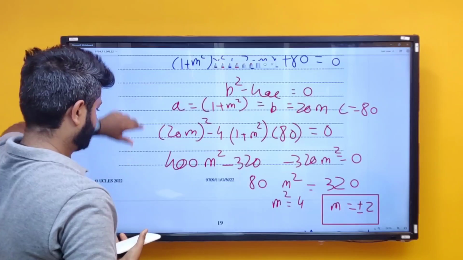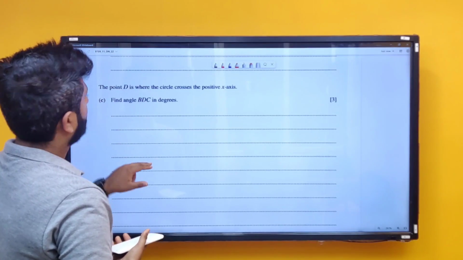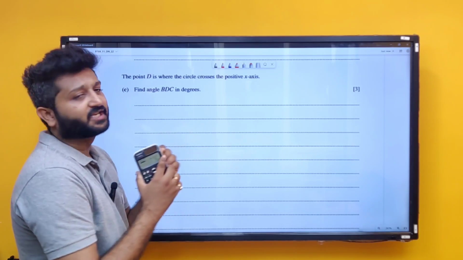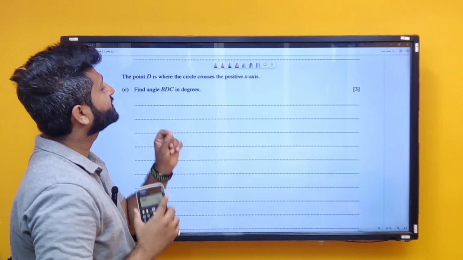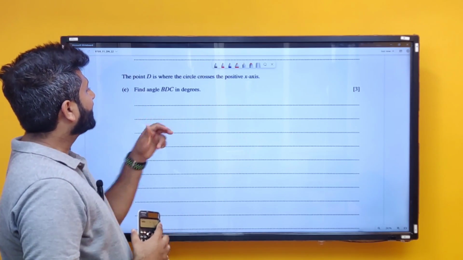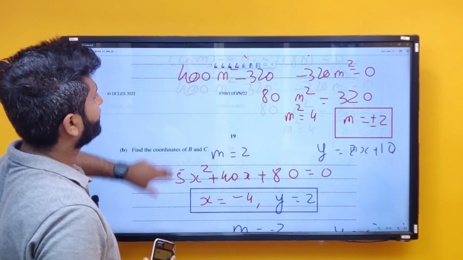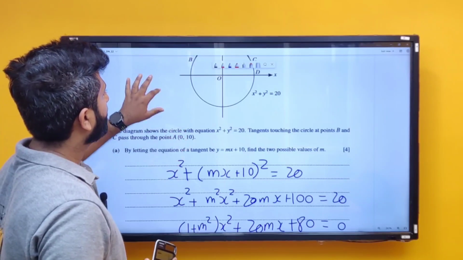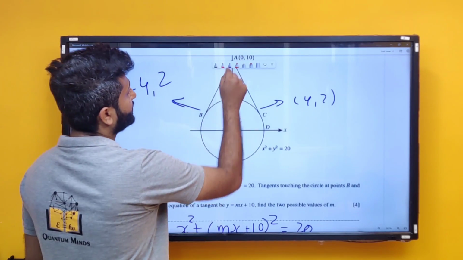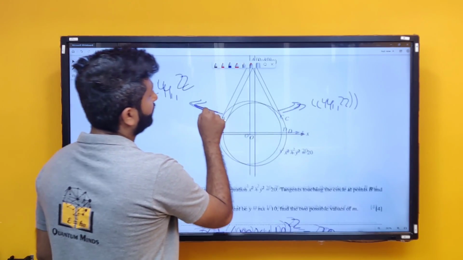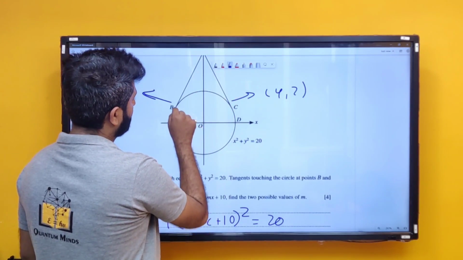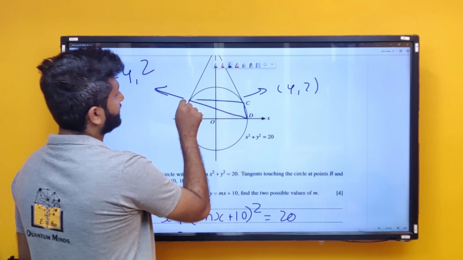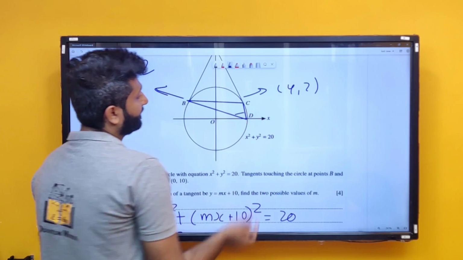Now next question. Okay, the point D is where the circle crosses positive x-axis. Find angle BDC in degrees. So what are we supposed to find? We are supposed to find the angle. So this is the point D where it is crossing positive x-axis. We are supposed to find angle BDC. We are supposed to find this angle, right?